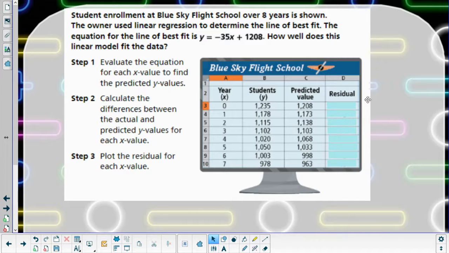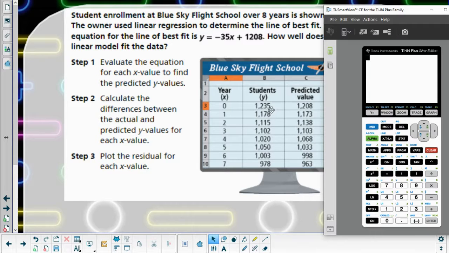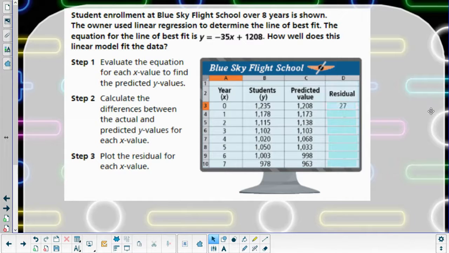Okay, so we want to find the residuals. Remember, the residuals are the actual value, so the number of students they had, minus our predicted values. So for this first one, again, I'm going to grab my calculator. We're going to take 1,235 and we're going to take away 1,208 and see what the difference is. So this time, my prediction was 27 away from the actual. It was 27 on the positive side, so that's why my residual is 27. Again, I would take each one of my students minus my predicted value to get my residual.